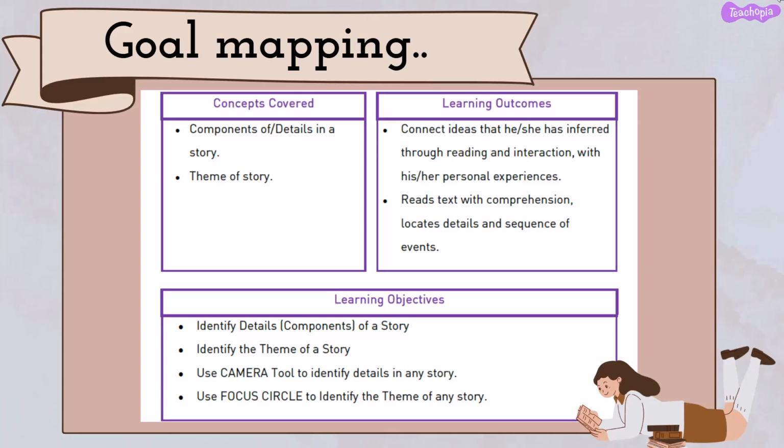The same has been mapped to certain learning outcomes in our DSCRT document for grade 7. These learning outcomes will be achieved through learning objectives that are specific for this module, meaning the learners will learn to identify details of a story along with its theme. They will be introduced to techniques like the camera tool and the focus circle that will help them identify the details and the theme of any story.